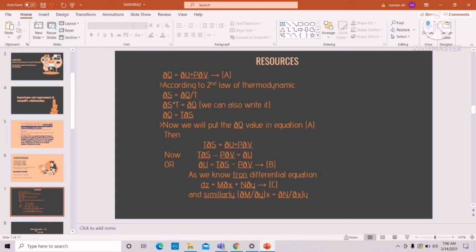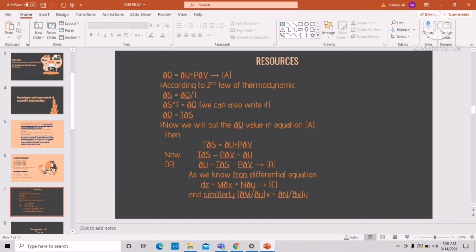According to the second law of thermodynamics, ∂S = ∂Q/T. ∂S into T is equal to ∂Q. We can also write it as ∂Q = T∂S. Now we will put the ∂Q value in equation number A. Then T∂S = ∂U + P∂V. Now T∂S minus P∂V is equal to ∂U, or it can also be written as ∂U = T∂S − P∂V. It makes equation number B.